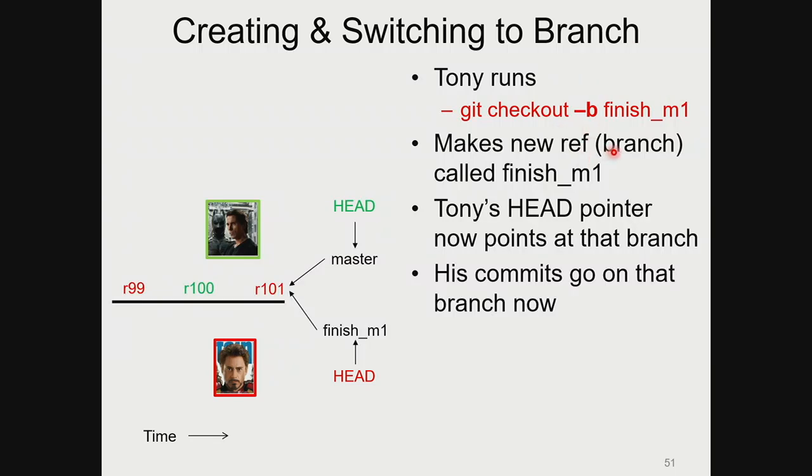Can you see my pointer? Yeah. So finish M1, that's a new branch he wants to work on and make new changes on top of. Once finish M1 is created, now Tony's head pointer is pointing to the commit at the tip of finish M1. So here you can see that master, or Bruce's head, is still pointing to master, while Tony's head is pointing to finish M1. Both of them are still at the same commit, R101.